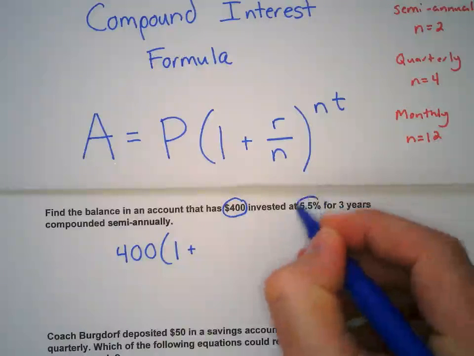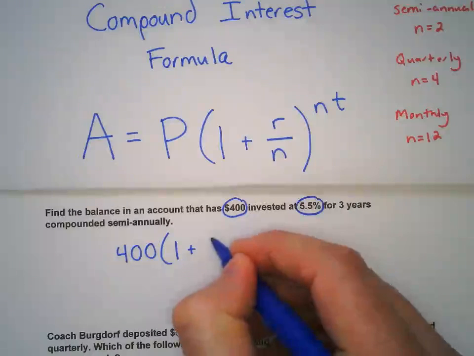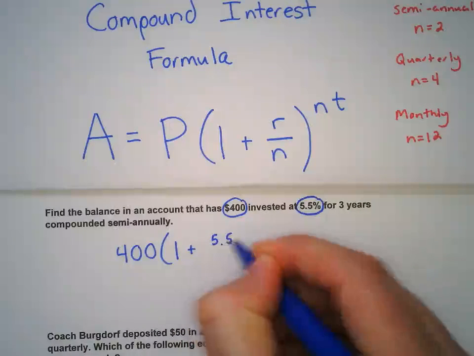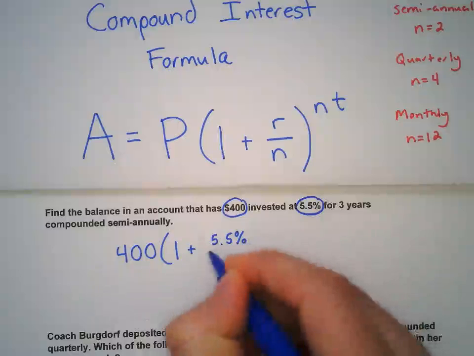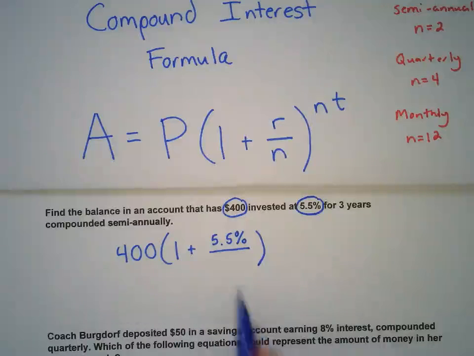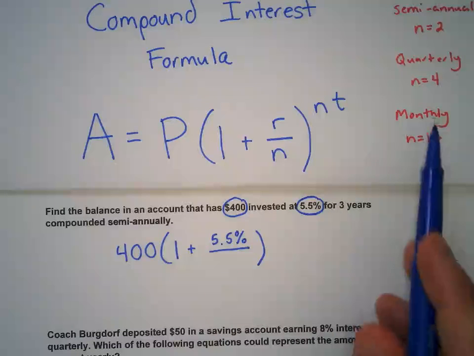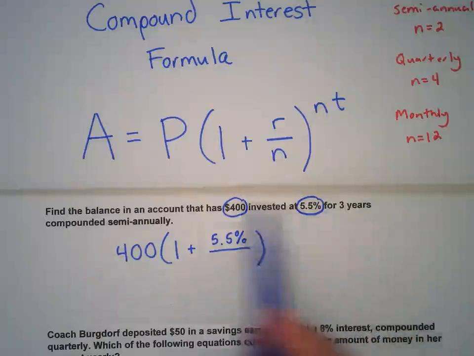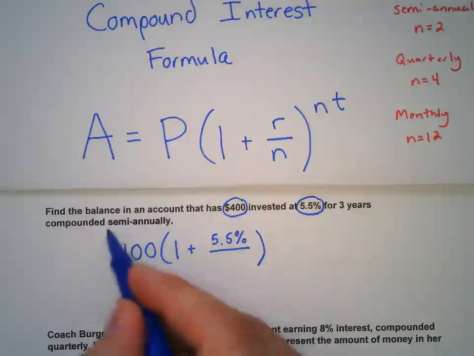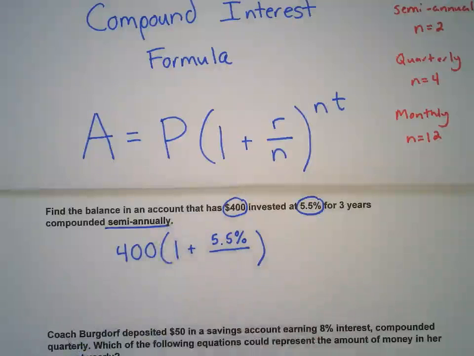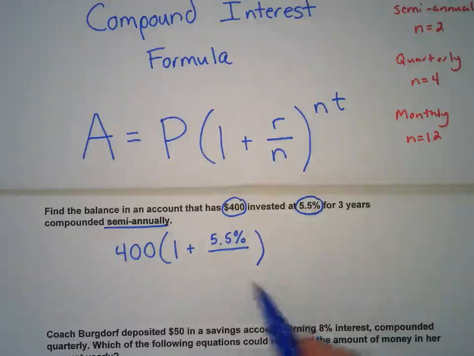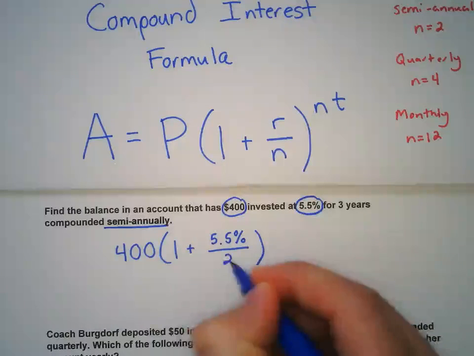So the R here is 5.5%. So we're going to put 5.5% divided by, and we need to put our N, okay? Our N, again, we're looking for things like semi-annually, quarterly, monthly. And we see that in here. We see semi-annually right here. So semi-annually means for N, we're going to put 2.